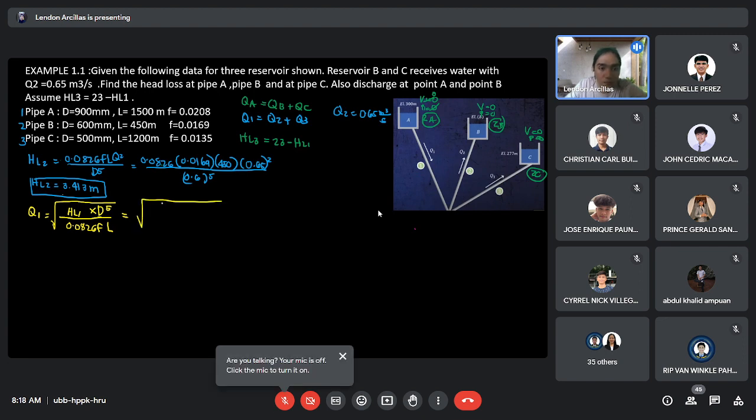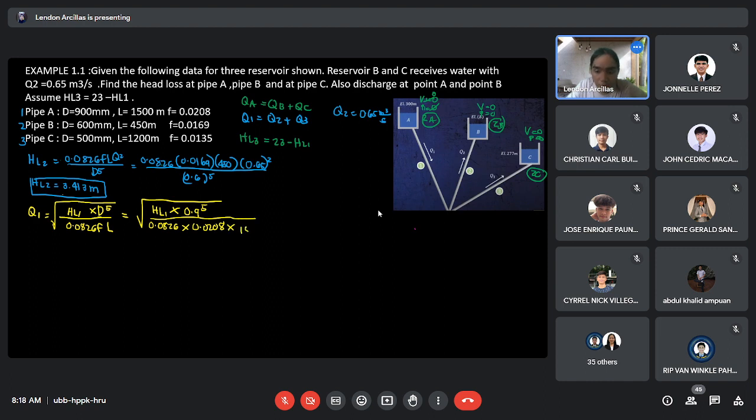HL1 is wala. Times D, diameter at 0.1 in meters, 0.9 raised to 5. So constant 0.0826 times F at 0.1, that is 0.0208. And L pang 0.1, that is 1.5 meters. You'll get an equation 0.4782 square root of HL. Again, hahayaan muna natin yan maging variable. So, ang Q3 naman, again, same formula, but you'll use the values of 0.3.